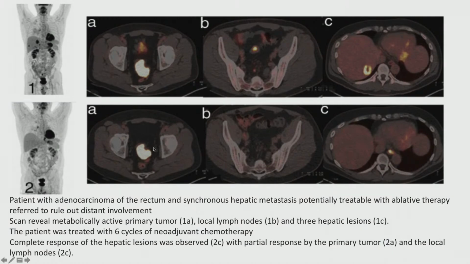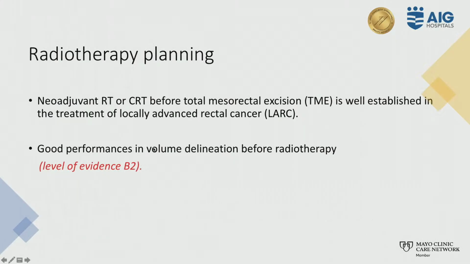Next, the other valid indication is in radiotherapy planning. After neoadjuvant chemoradiotherapy, it has a very good performance, and the results also show that whenever patients are planned for neoadjuvant chemotherapy, a better plan is made using PET CT. So in our AIG, we routinely perform PET guided RT planning, and the results are good.